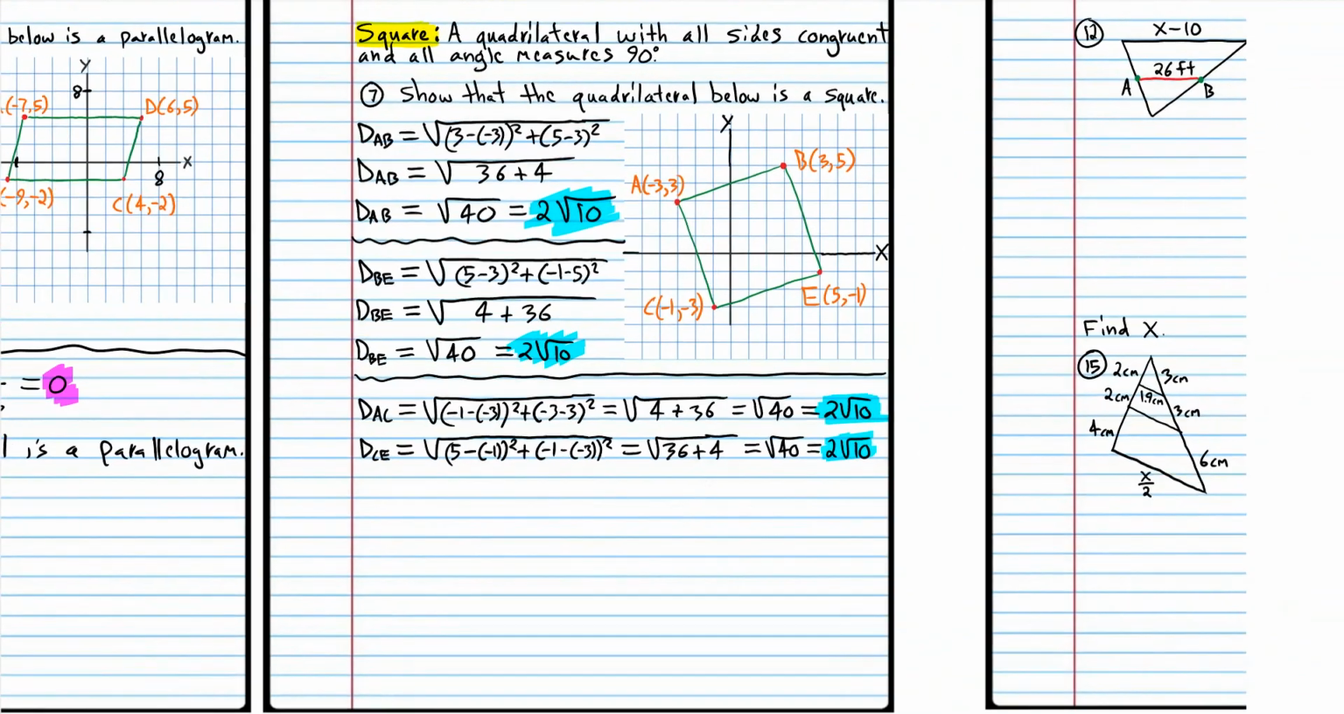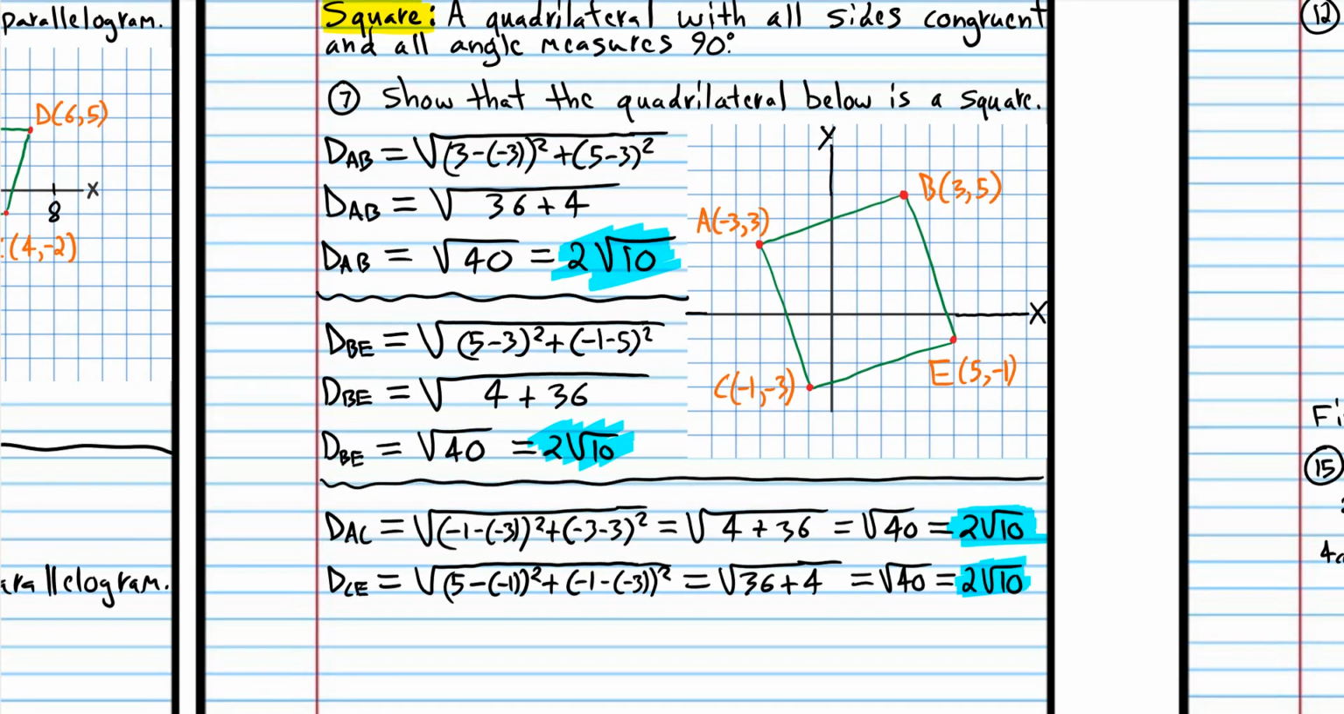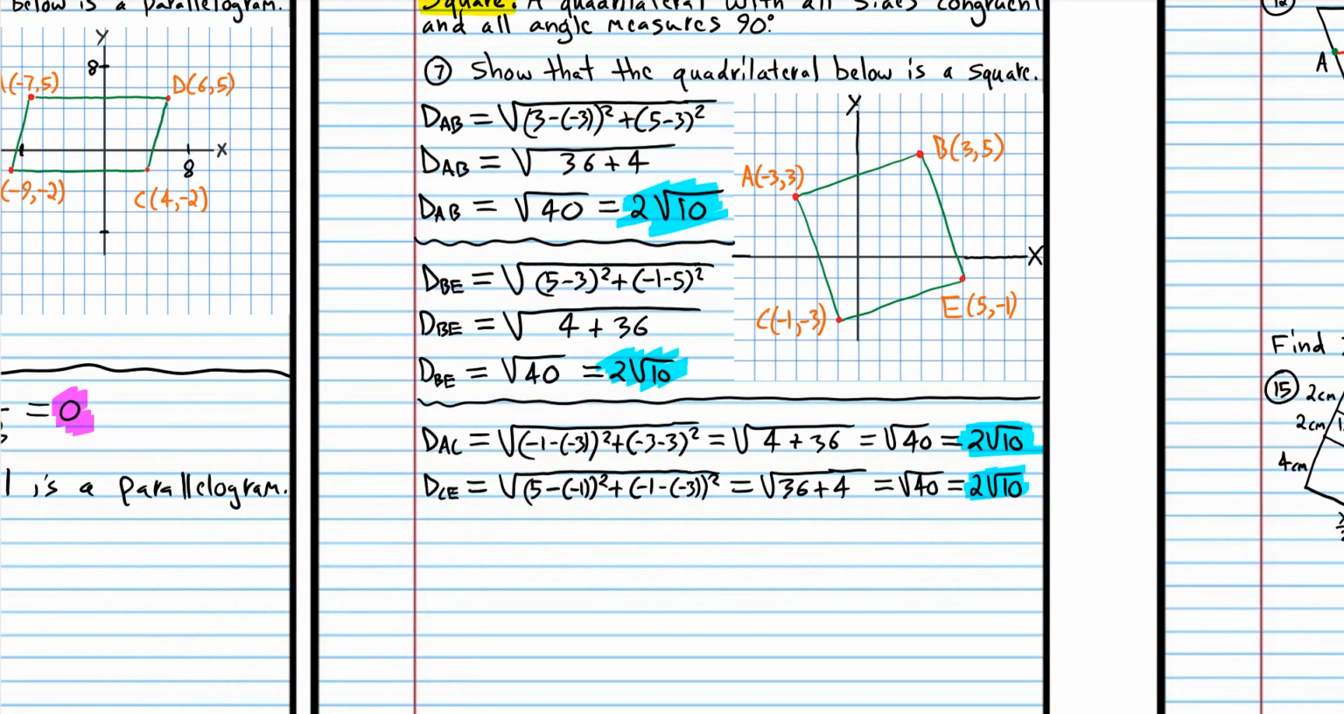So we've shown that all the side lengths are equal, but that's not enough. We also have to show that all the angle measures are 90 degrees, because there are quadrilaterals where all side lengths are equal, but they're not squares. Their inner angles are not all 90 degrees. You're going to find that as we go into other parts of this course.